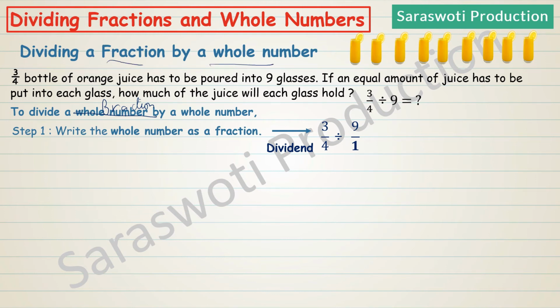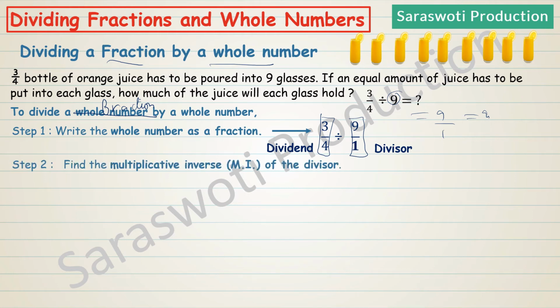Step number 1 is to write down the whole number as a fraction. We write here 3 by 4 divided by 9 by 1, and this 3 by 4 in our case right now is our dividend, and 9 by 1 is our divisor, okay? Very simple. And how have we got 9 by 1? Because we wrote the whole number 9 as 9 by 1, which is the same as 9. There's no difference at all. It's expressing a whole number as a fraction because you now want to divide a fraction by a whole number.